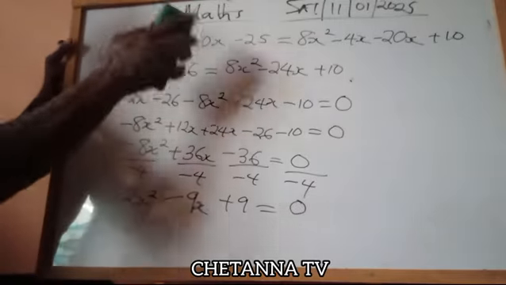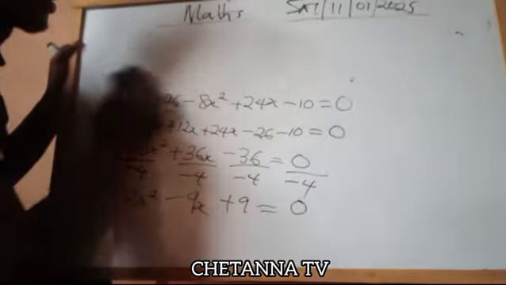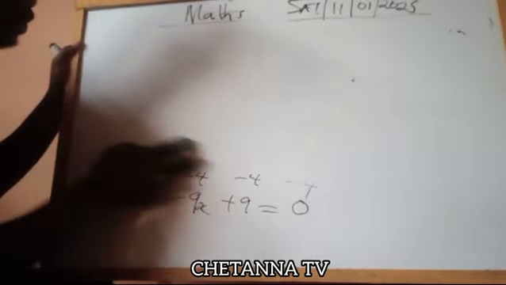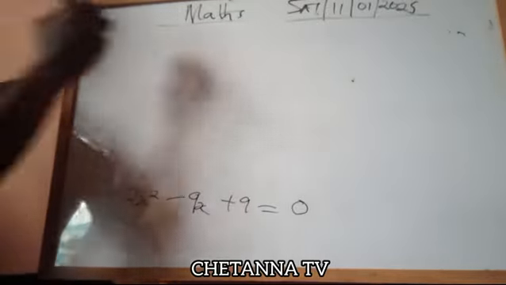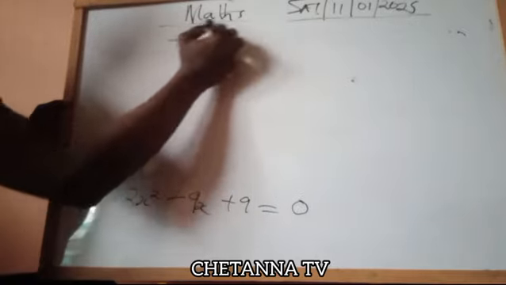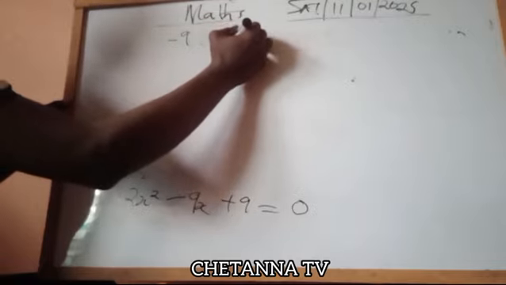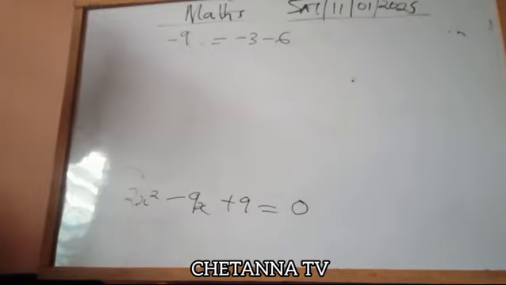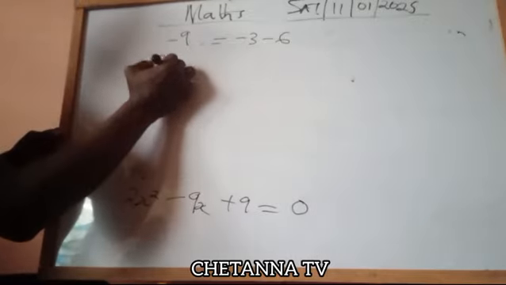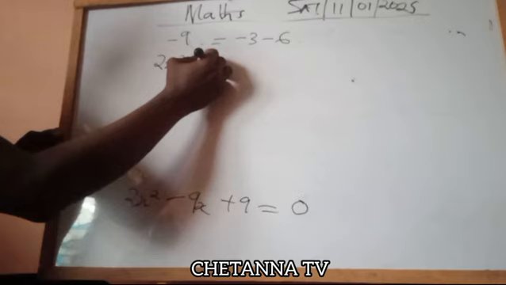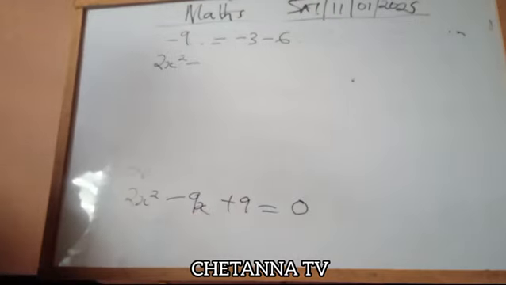Have you put this down? So that means the minus 9x, sorry, minus 9x, can be replaced with minus 3x minus 6x. So wherever we see minus 9x, we put minus 3x minus 6x. So here is now equal to 2x squared minus 3x minus 6x plus 9 equal to 0.